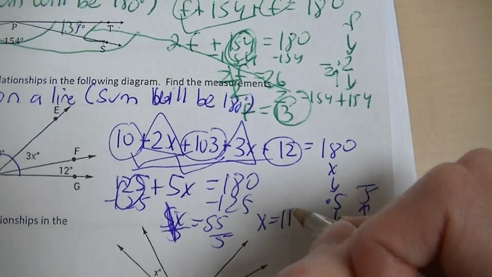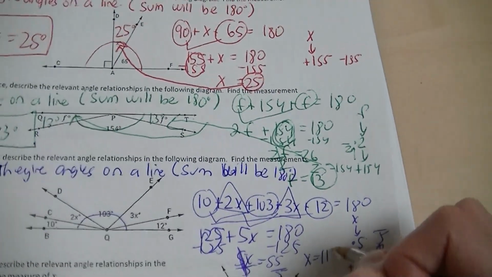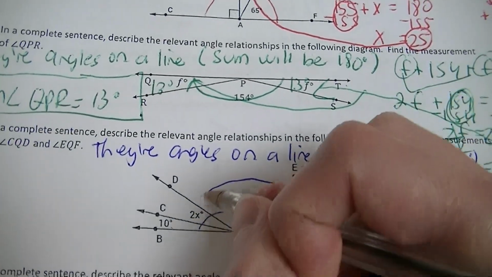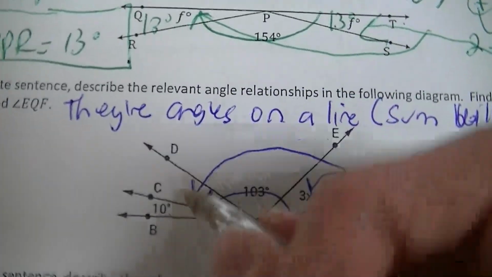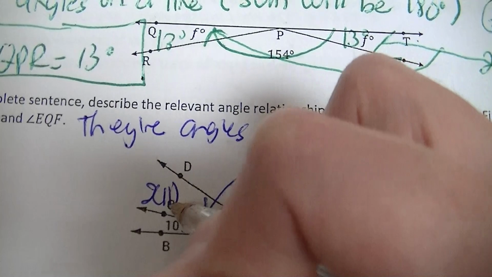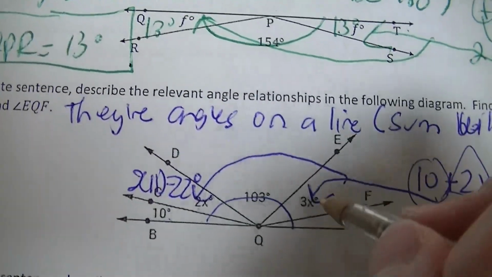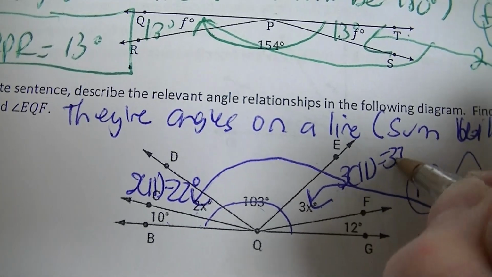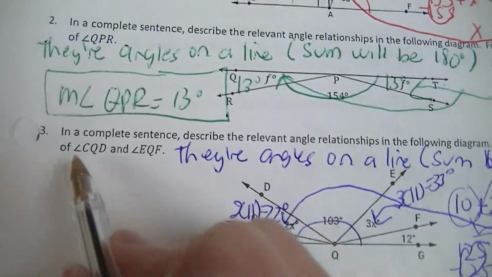Okay, you're not done. You gotta take that and substitute it back in right there and right there. So this would be really 2 times 11, which is 22. So this is 22 degrees. This would be 3 times 11, which is 33 degrees. Okay, so be very obvious here.